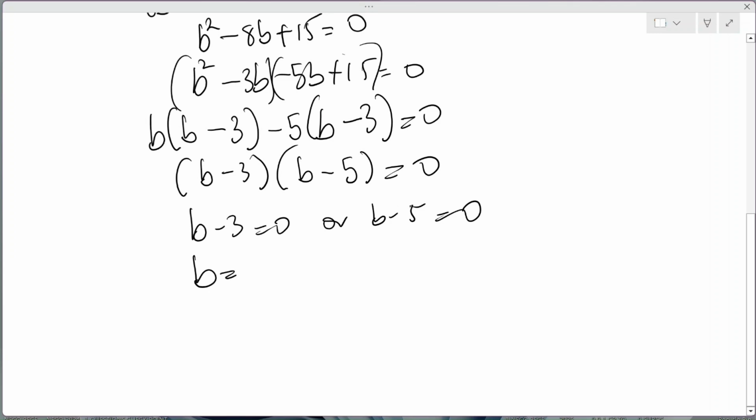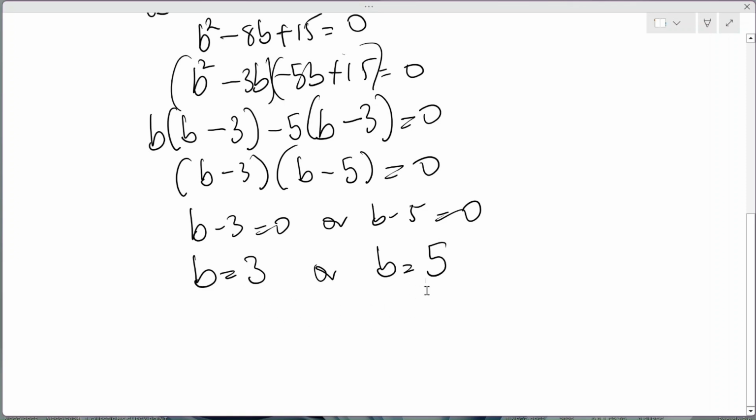b equals minus 3 crosses the equals sign, it turns to plus 3. But standard in math, you say add 3 to both sides. The effect is still the same as saying minus 3 crosses the equals sign and turns to plus 3. Or we have b equals minus 5 crosses the equals sign and turns to plus 5. b is either 3 or 5.